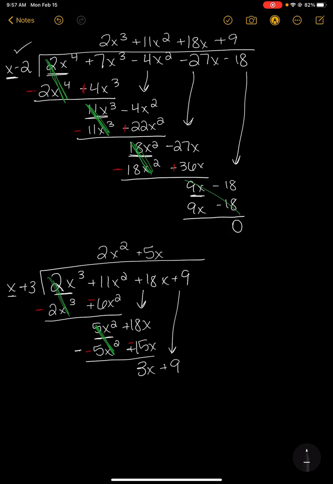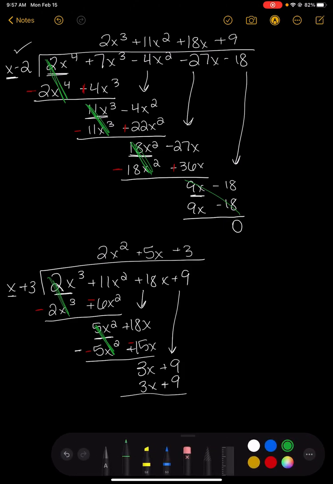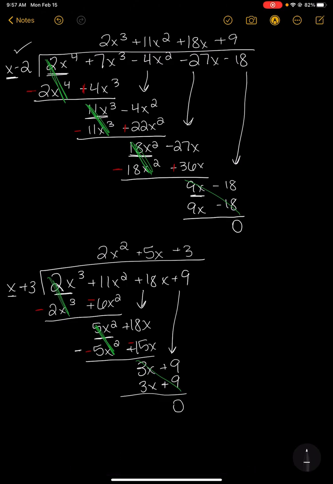x plus 3 times what gives me 3x plus 9? Well, I know 3 times x is 3x. 3 times 3 is 9. Draw my line and subtract. And when I do that, everything cancels. My remainder is 0, so I can say that x plus 3 is a factor.